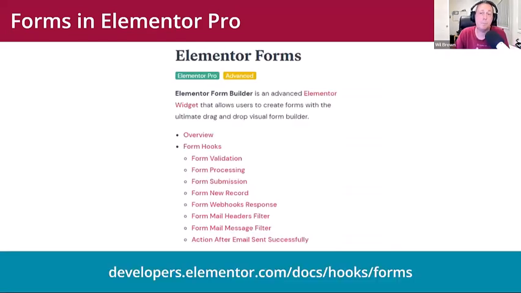Now, if you're a developer, Elementor Forms has a pretty decent API. It's small, but it's decent. It allows you to do the core stuff, so it's nowhere near as granular as Gravity Forms, but there's enough to control things like validation, processing, and submissions. You can also hook into webhooks. You can alter headers, the message itself, and you can hook into the actions that happen after the confirmation email has been sent out. So it's not extensive, but it's good that it's there.